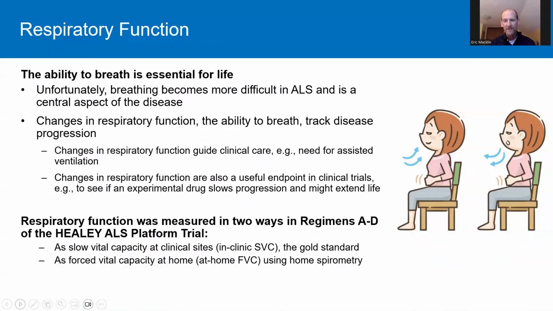James already mentioned that in a few of our regimens, particularly those that we were launching during COVID, regimens A through D, we implemented a program of collecting both in-clinic vital capacity when that was an opportunity, as well as using these home spirometers to collect essentially the same data, but from a different device and under a different context. And now we're in a position to try to see whether this more easily implemented home spirometry, the forced vital capacity at home, performs as well as our gold standard in-clinic slow vital capacity. Next slide.